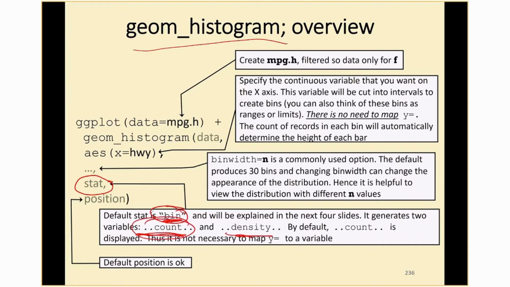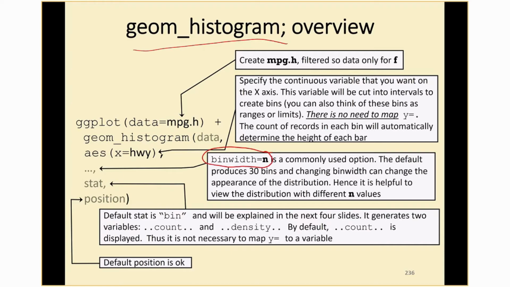For each one of those bins, it's going to count up the number of records in each bin, and that's what's going to go on the y-axis. So we do not need to specify y equals, because y is going to be calculated for us by this default stat, which is bin. It's going to create those bins, count up the number of observations in each bin, and put that as the y variable. In terms of options, I would recommend putting in binwidth and some number.